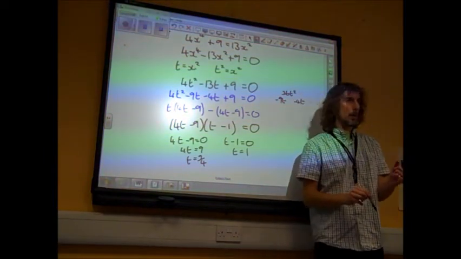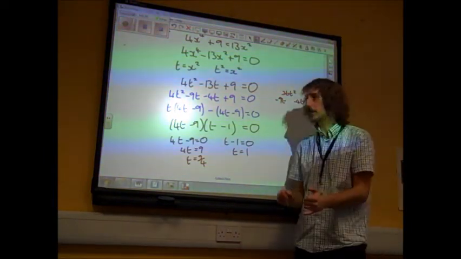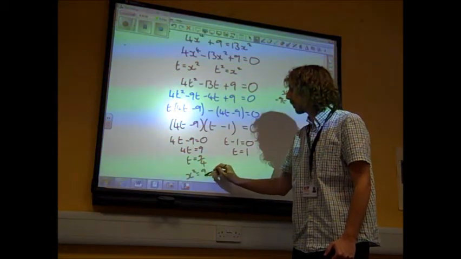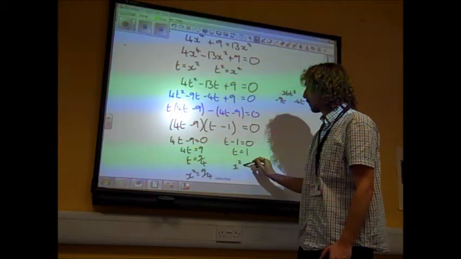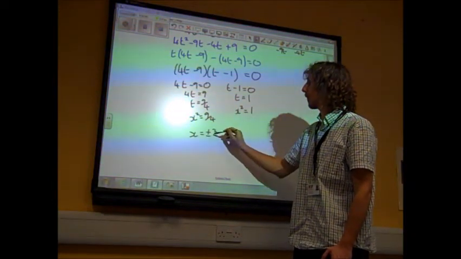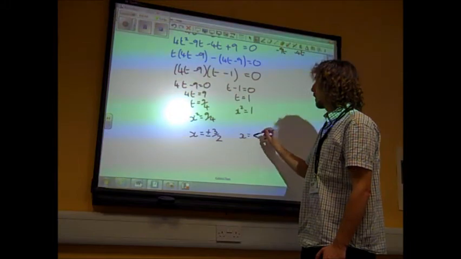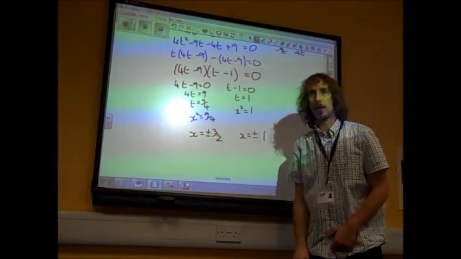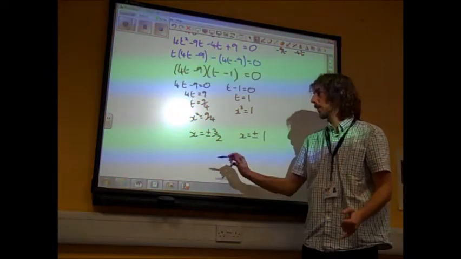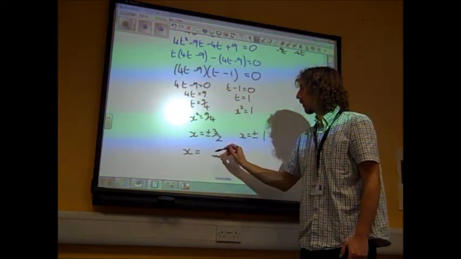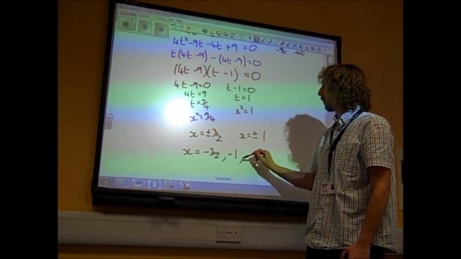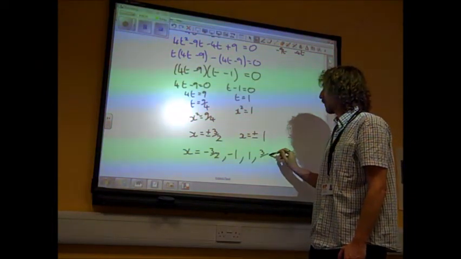But it wasn't about t, it was about x. T was equal to x squared, so x squared is 9 over 4, and x squared is 1. Square root gives us x is plus or minus 3 over 2, and this one gives us x is plus or minus 1. We have 4 answers. The answers are minus 3 over 2, minus 1, 1, and 3 over 2.